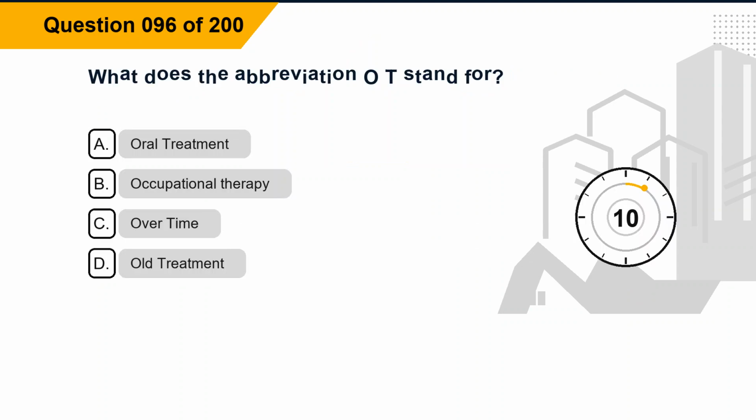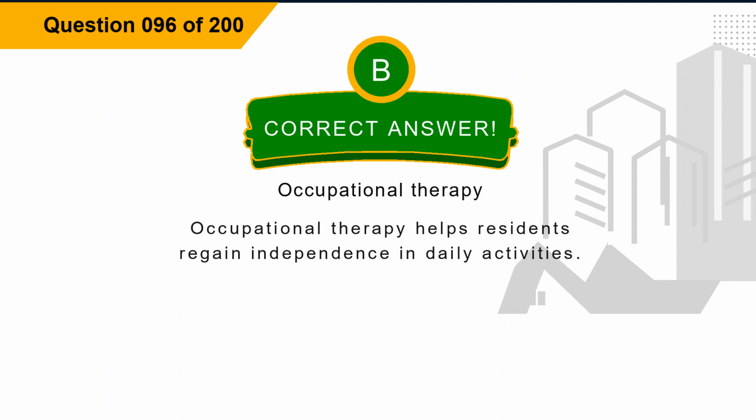Question 96. What does the abbreviation OT stand for? Option A, oral treatment. Option B, occupational therapy. Option C, overtime. Option D, old treatment. The correct answer is option B, occupational therapy. Explanation. Occupational therapy helps residents regain independence in daily activities.